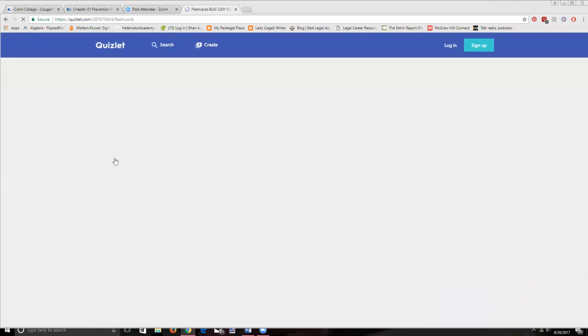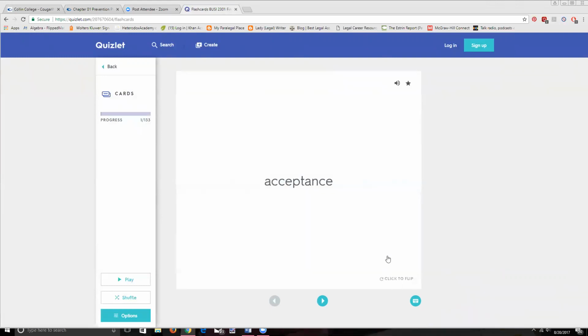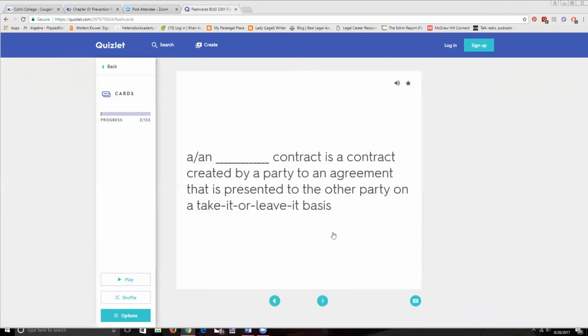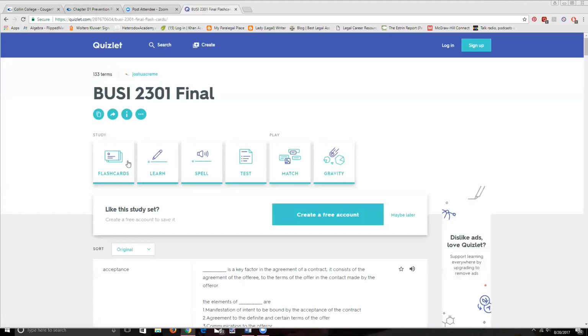What you can do is you can use flashcards if you want to, and so you can flip this. If you're not sure what the answer is, you flip it, and it's acceptance. And you can go to the next one, and this is adhesion. So you can go through the cards. The flashcards can work, but they're not that fun. They're really not different than if you were to draw up your own flashcards. I think the better tools are the other ones.